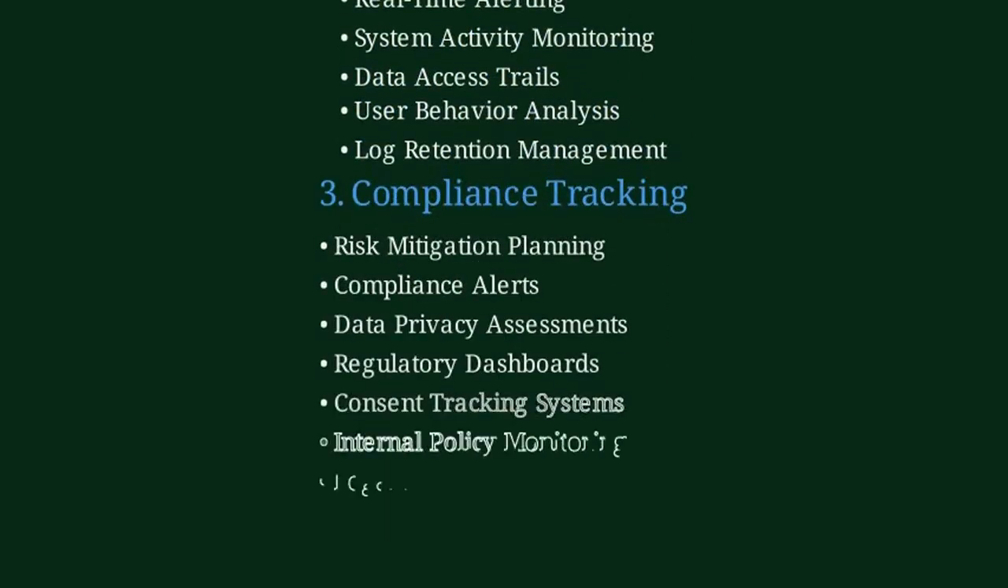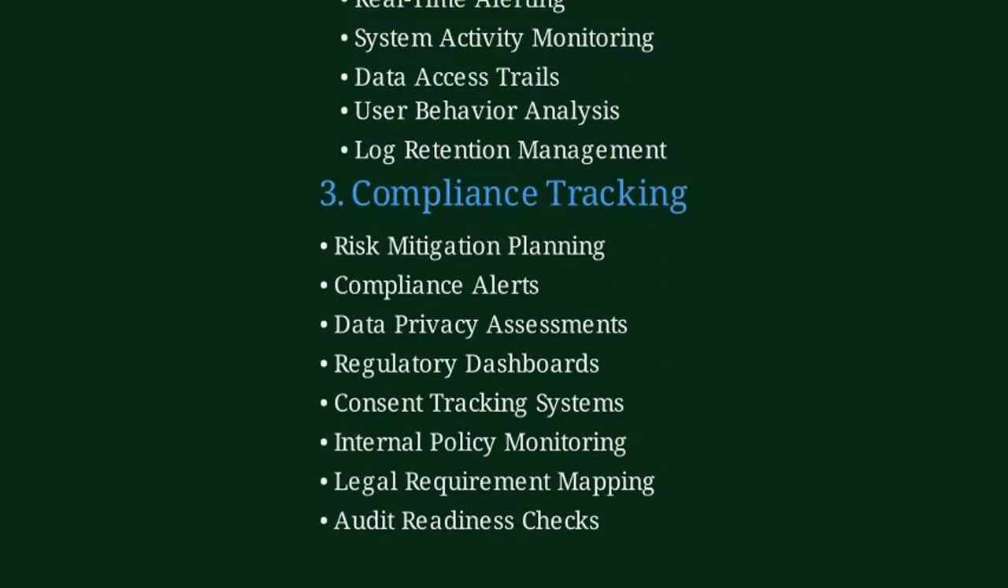Pillar 3 is Compliance Tracking. This pillar is the rulebook checker. It ensures the AI follows laws and company policies at all times.